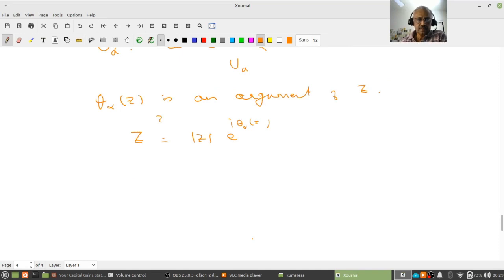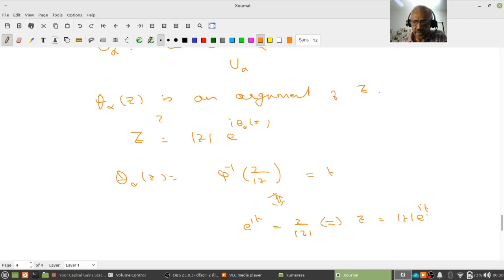This is very easy, but I will certainly go through a proof. Remember, what is theta alpha of z? Phi inverse of z by mod z. Okay, so this is your t, right? Therefore, what is the meaning of this? This happens if and only if e to the power it equals z by mod z. But that is if and only if z equals mod z into e to the power it. Therefore, this is an argument, and the map z going to theta alpha is continuous.